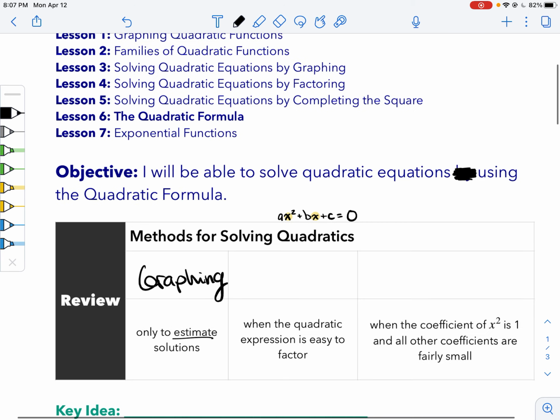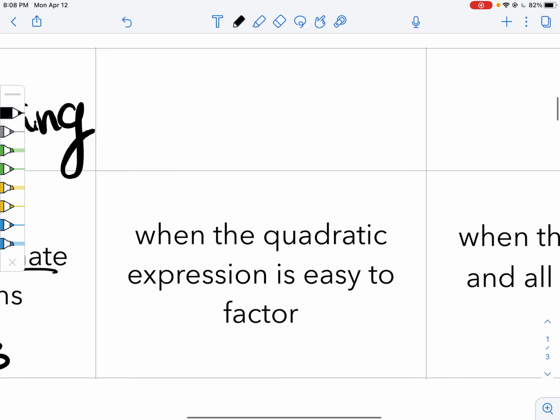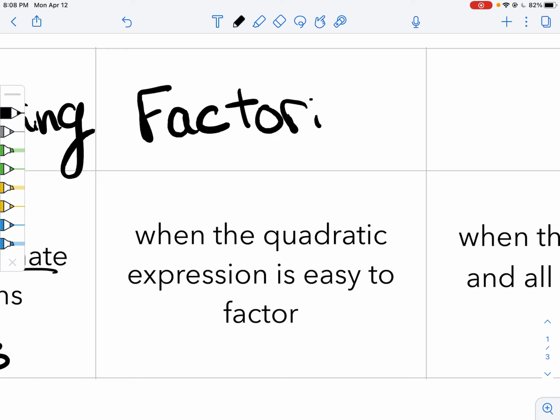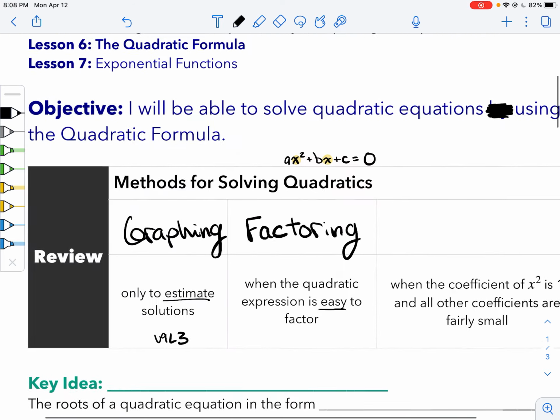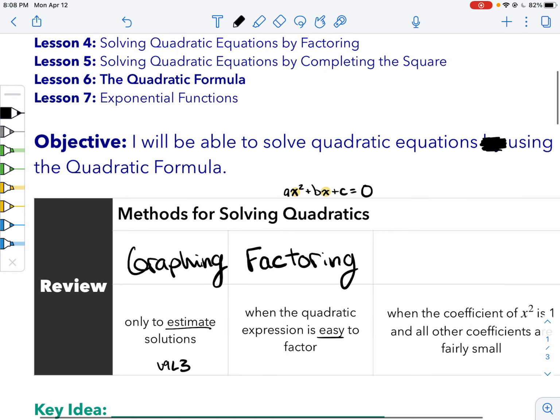For a review on how to solve quadratic equations by graphing, check out Lesson 3. After graphing, we also looked at factoring. Factoring is the best way to go, honestly, but sometimes it's not really worth your time. So only do that if you can find the factors easily. For a review on factoring, check out all of last unit or Lesson 4.